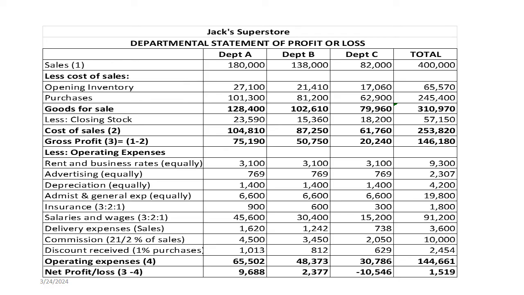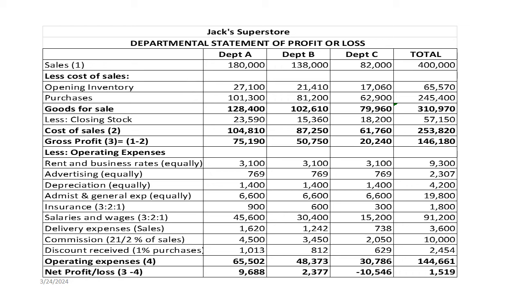But again, we make the calculation as the same. We less cost of goods sold. For cost of goods sold, we take the opening inventory for each department. We add purchases, which are given in our question for each department. Therefore, we end up with goods available for sale for each department, as well as the total one. Then we less closing stock, which is given in the question for each department, and therefore we have the cost of sales.